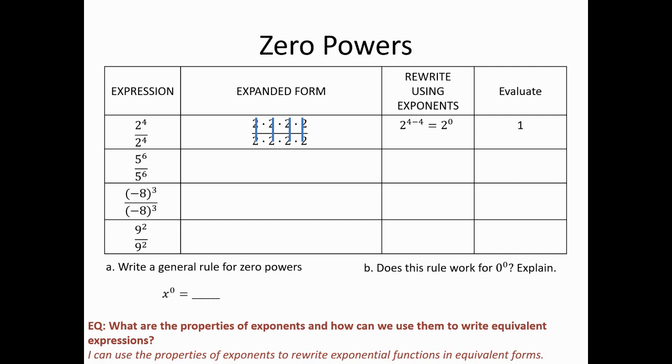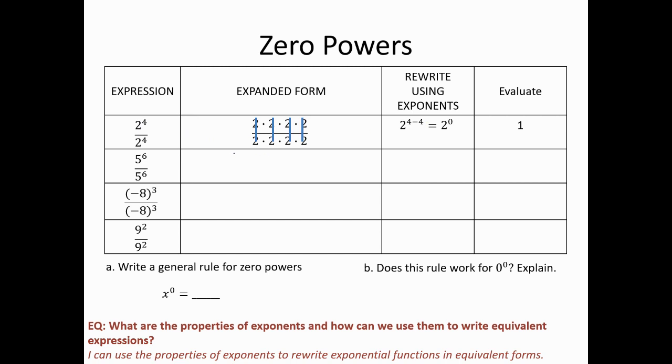So 2 divided by 2 is 1, 2 divided by 2 is 1, 2 divided by 2 is 1, 2 divided by 2 is 1. So we have 1 times 1 times 1 times 1, which gives us an overall answer of 1 at the end. When we rewrite that using exponents, that gives us 2 to the 4 minus 4. That comes from a previous topic in this packet where we talked about when we are dividing with like bases, we subtract those exponents.